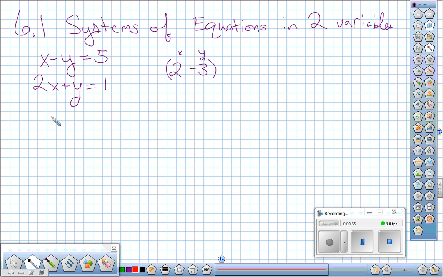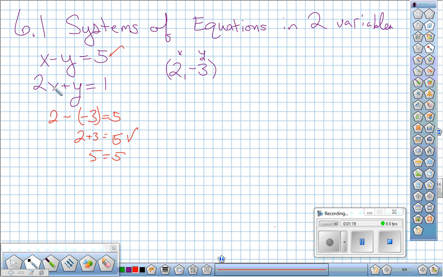So for the top equation, I will have 2 minus -3 equals 5. I want to make sure that this works out. Okay, so 2 minus -3 is 2 plus 3, which is equal to 5. So 5 equals 5. So this is true, so this is a good solution for that one.